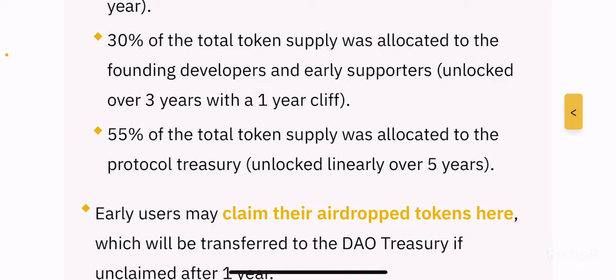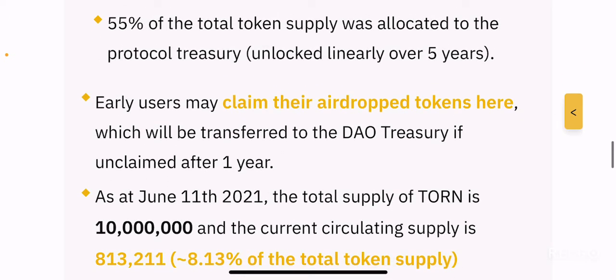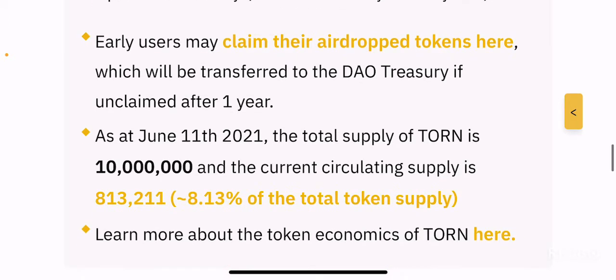30% of the total token supply was allocated to funding developers and early supporters, unlocked over 3 years with a 1 year cliff. So again, there's 30% of the total supply that's basically awarded to funding developers and early supporters, right? 55% of the total token supply was allocated to the protocol treasury, which is unlocked linearly over 5 years. Again, pretty straightforward: 55% of the total token supply is held by the protocol's treasury, which has an unlocking period of 5 years, right? So again, very interesting stuff indeed.